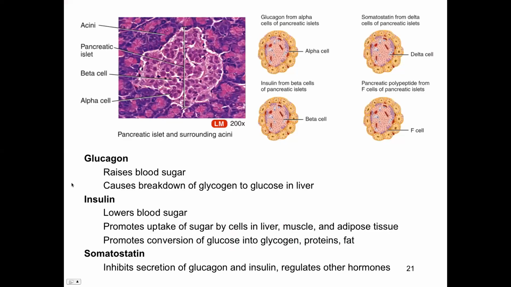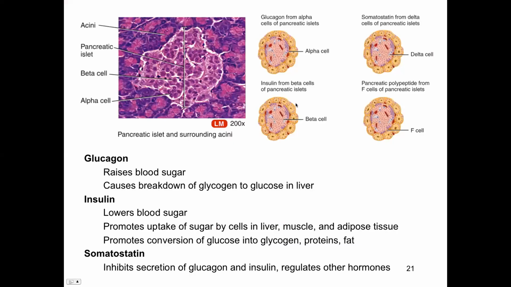So what do we have? Well, insulin, right? Insulin is produced by cells called beta cells, all right? I really just want you to remember insulin. Its job is to lower blood sugar, and it promotes the uptake of sugar, glucose specifically, by the liver, the muscle, and the fat, and it promotes the conversion of glucose into glycogen, as well as proteins and fat, okay? Now, it has a partner that we didn't really talk about yet, which is glucagon, and that's released by the alpha cells. What this one is going to do is raise blood sugar, and it's going to cause the breakdown of glycogen to glucose in the liver, right?